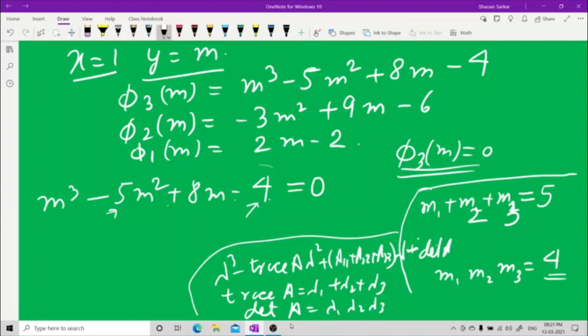Now, what are the factors of 4? 2, 2, and 1. So 2 plus 2 plus 1 is how much? 5. So what are the roots? m1 equal to 2, m2 equal to 2, and m3 equal to 1. Got the point or not?